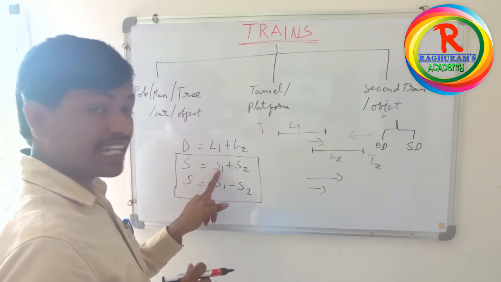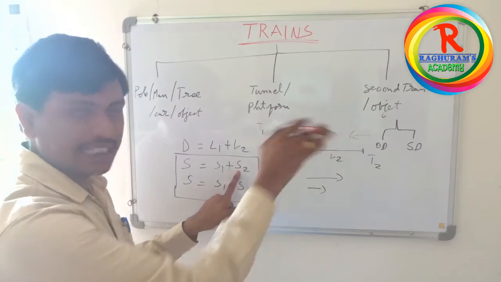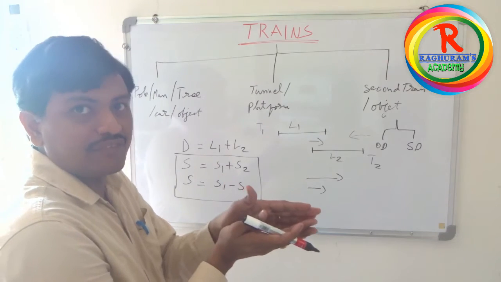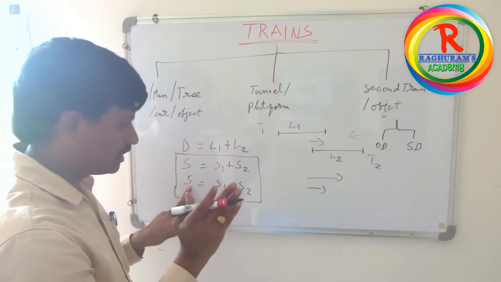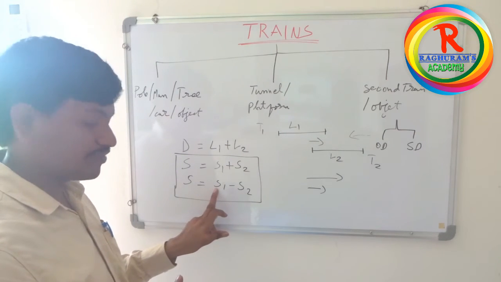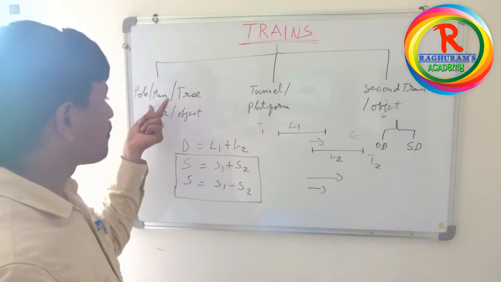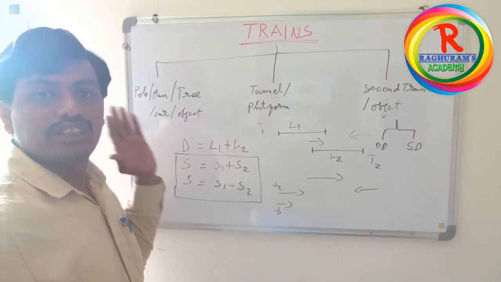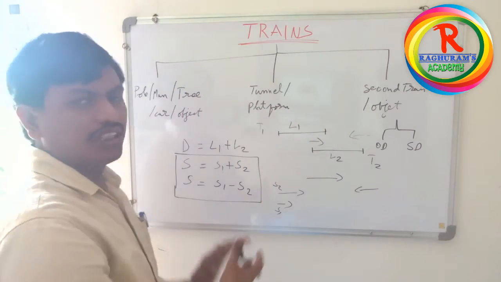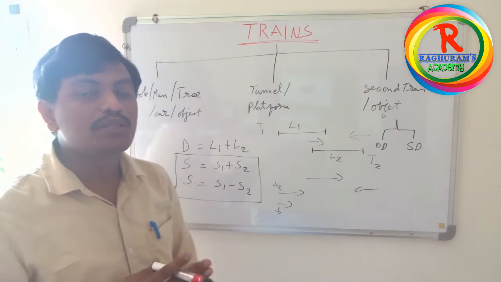If it is opposite direction, speed of first train plus speed of second train or second object. If it is the same direction, you have to remember this very important point: speed of first train minus speed of second train, or speed of first train minus speed of other object. That can be a man or tree. So these are the three main problems you get in trains, and if you understand this concept, the train problems are very easy.